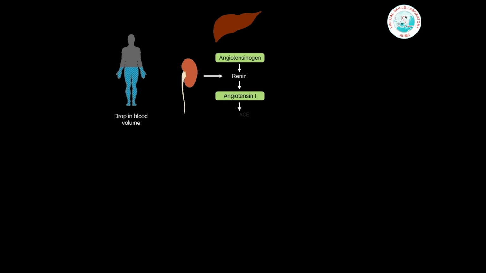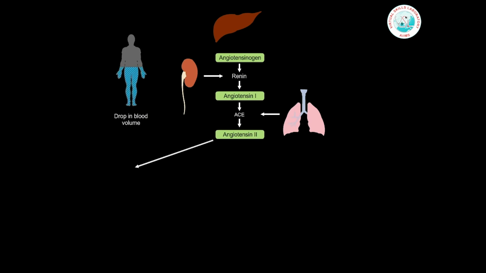Now the renin-angiotensin-aldosterone system. When the blood volume is low, as in the case of dehydration, the juxtaglomerular cells of the afferent arteriole secrete renin. This renin converts the pre-enzyme angiotensinogen released by the liver to angiotensin 1. Angiotensin 1 is converted into angiotensin 2 by the angiotensin converting enzyme secreted from the lungs.